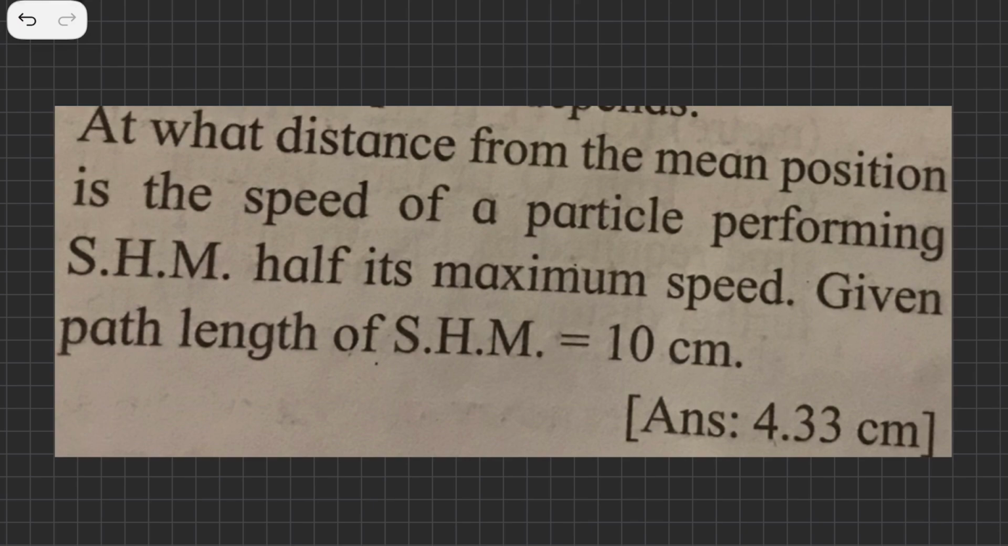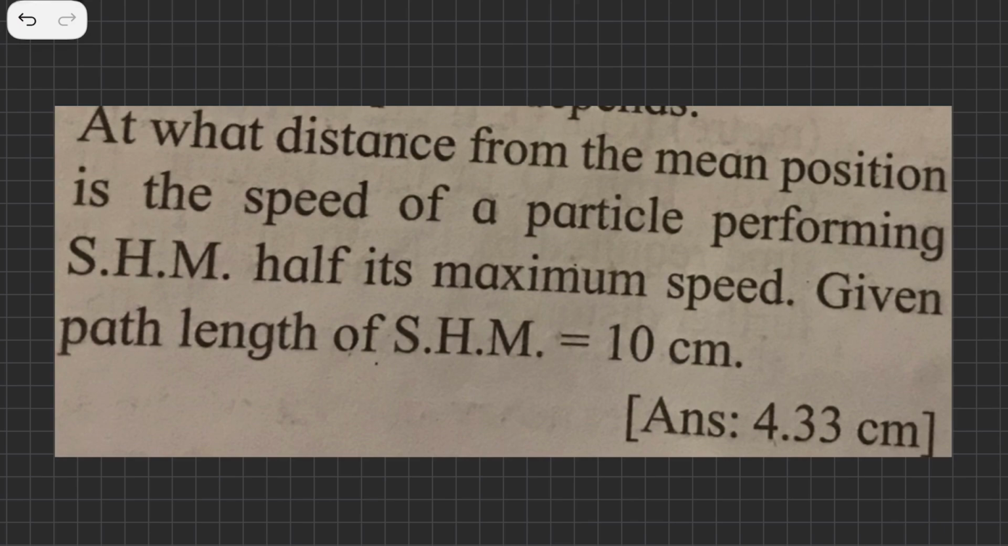So today we are starting with numericals on oscillations, and you can see the first numerical on the screen, which you might have already read. At what distance from the mean position is the speed of a particle performing S.H.M. half its maximum, given the path length of S.H.M. as 10 centimeters? The answer has also been given. So let's quickly start with this very easy numerical.